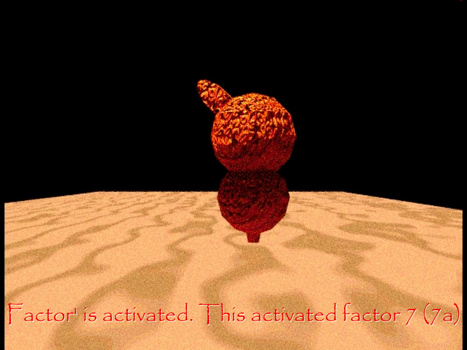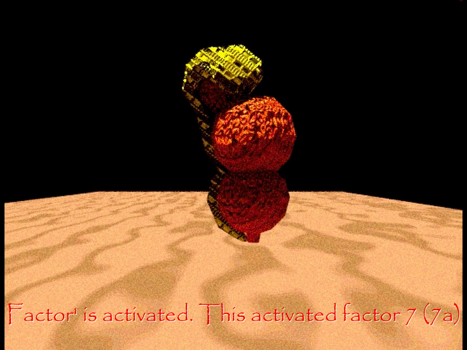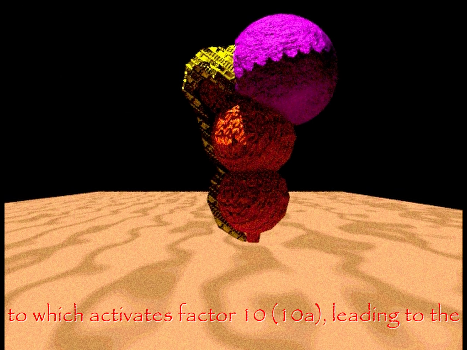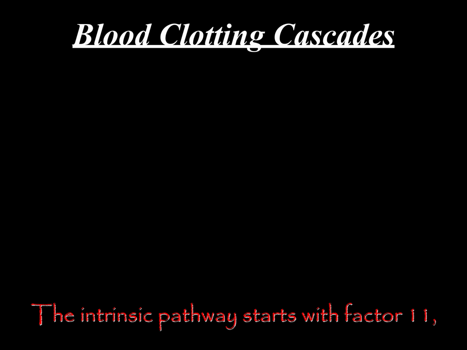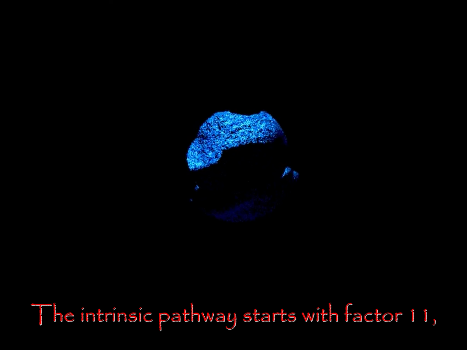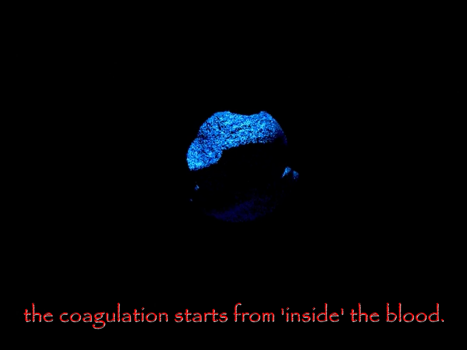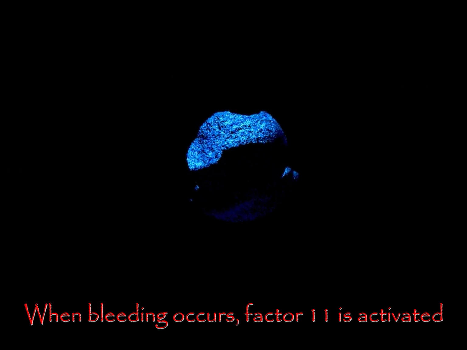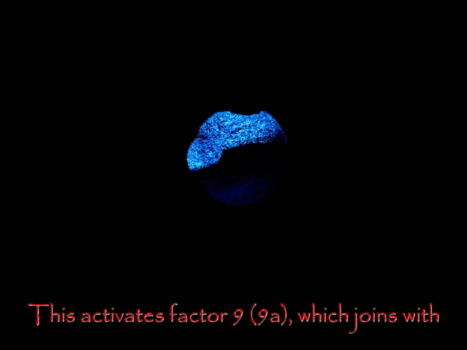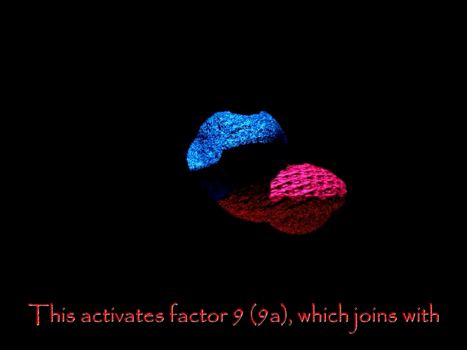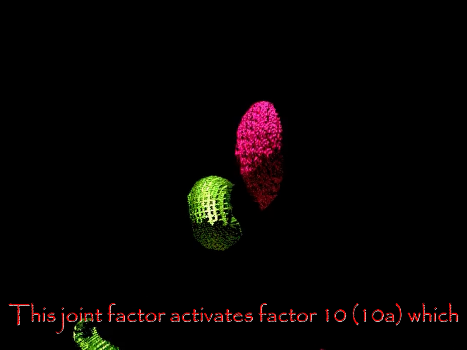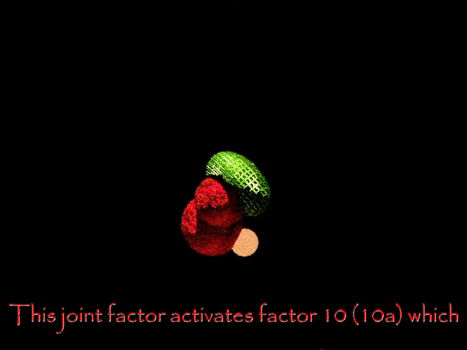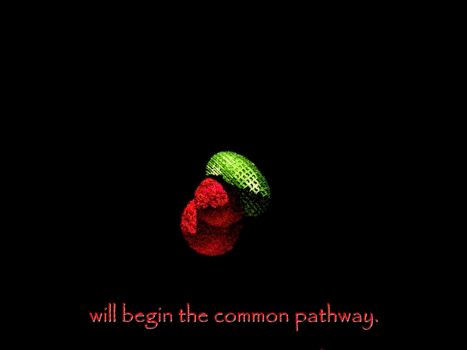This activates factor 7, or 7A, which activates factor 10, or 10A, leading to the initiation of the common pathway. The intrinsic pathway starts with factor 11. The coagulation starts from inside the blood. When bleeding occurs, factor 11 is activated, or factor 11A. This activates factor 9, or factor 9A, which joins with factor 8, or factor 8A. This joint factor activates factor 10, or 10A, which will begin the common pathway.